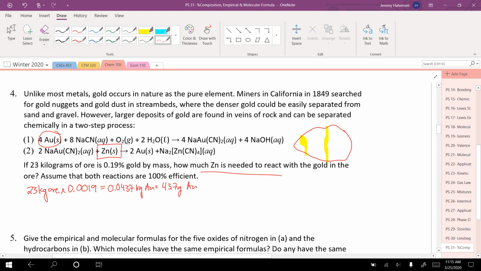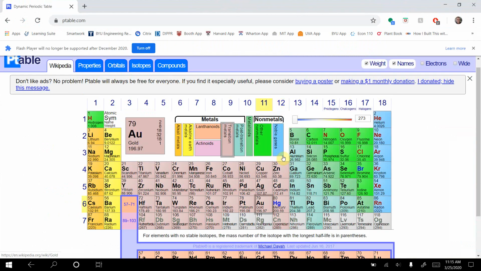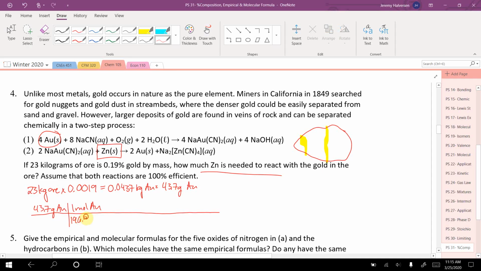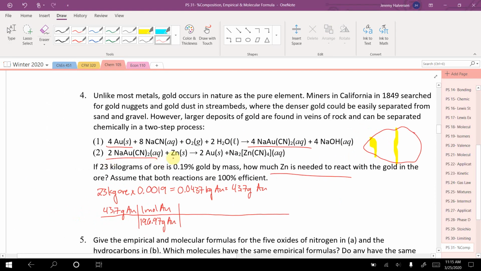Now we want to convert that to zinc to see how much zinc we would need to get all of that gold. So we have 43.7 grams of gold. If we want to use the equations, we've got to switch to moles. And 1 mole of gold is 196.97 grams of gold. Now I've got 2 steps here. I take gold to this thing and then this thing to zinc.